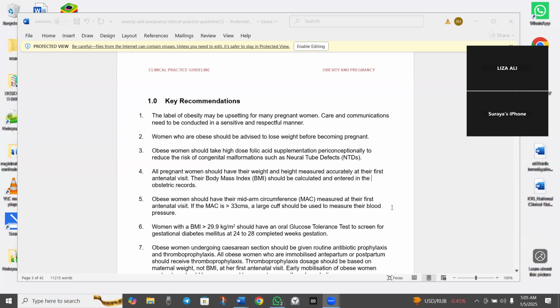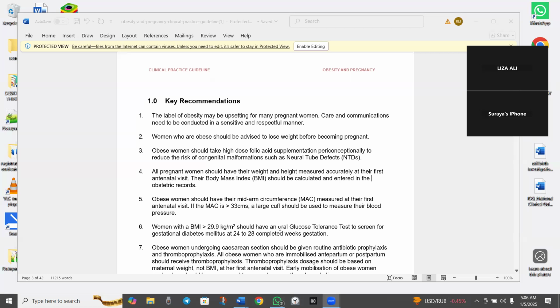And if her BMI is more than 29.9 kg per square meter, or we can make it 30, then we have to do the oral glucose tolerance test screening. Because these obese women have a higher risk of insulin resistance, and this insulin resistance will make them gestational diabetic if she is pregnant. So she has to do the screening with the glucose tolerance test.